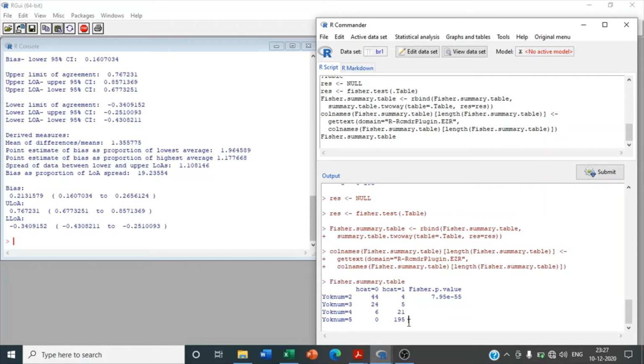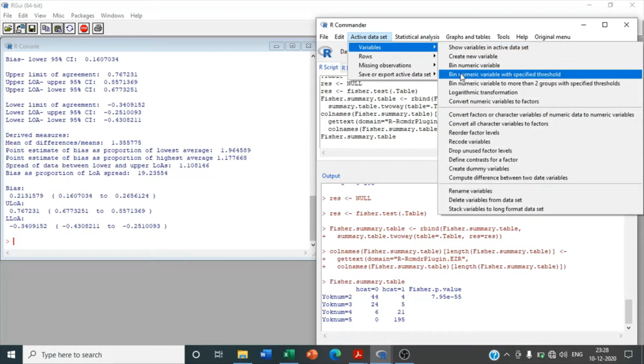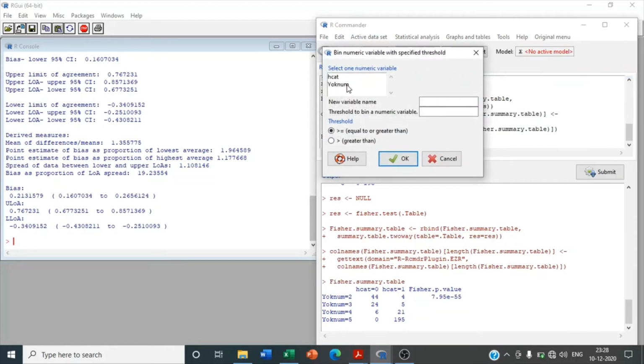How do we go about it? One of the easy ways is to create three more variables. For example, over here, we use bin numeric variable with a specified threshold. Select Yochnam, which we are going to threshold. And let us say, considering atypical or greater than atypical as malignant. So, equal to or greater than threshold, put it as 3. New variable name, let us put as atyp plus, that is atypical plus is malignant.